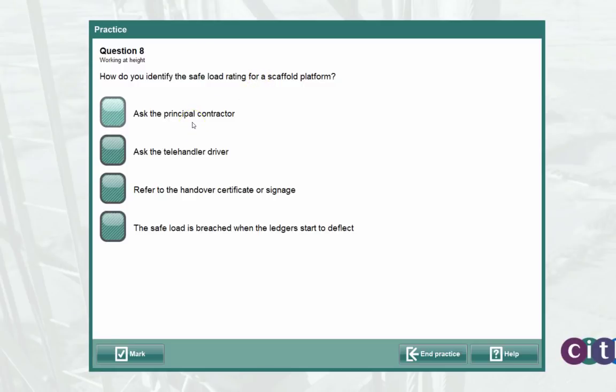How do you identify the safe load rating for a scaffold platform? Ask the principal contractor. Ask the telehandler driver. Refer to the handover certificate or signage. The safe load is breached when the ledges start to deflect.